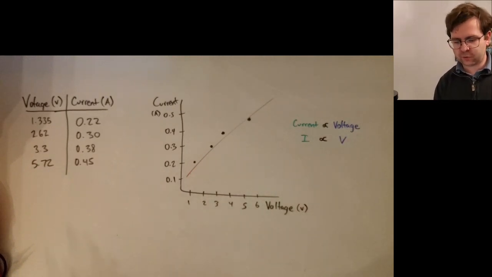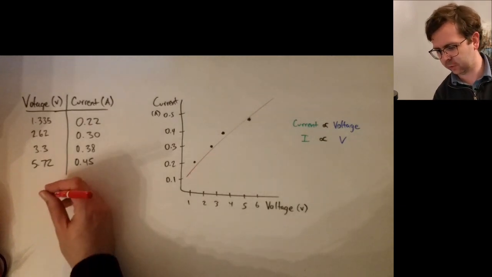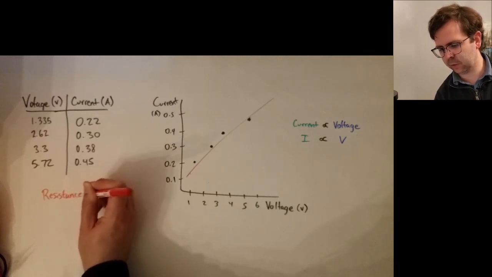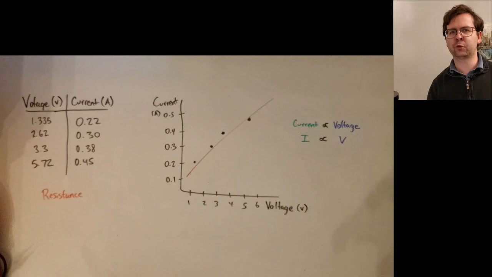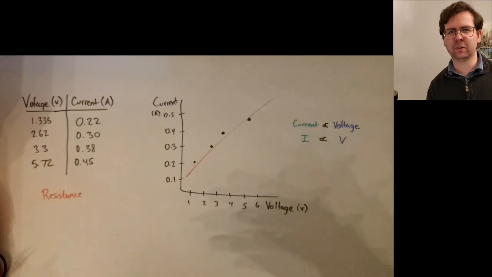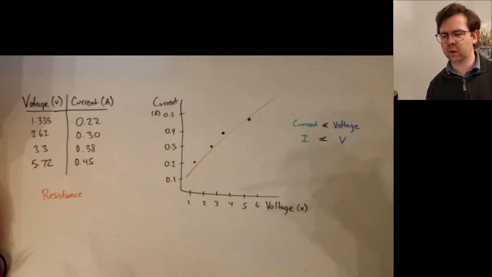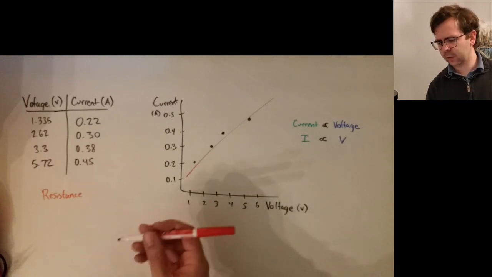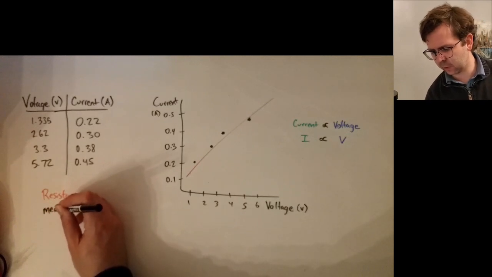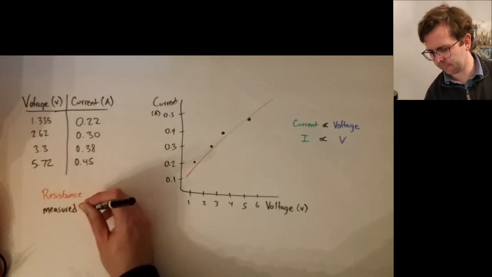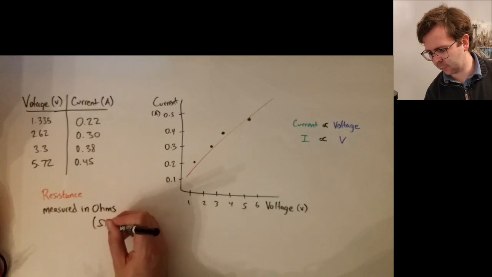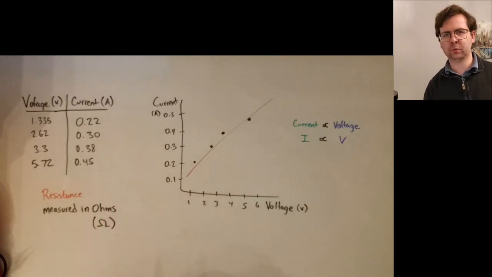Now, there is another factor involved here, and that is resistance. So that's our controlled quantity in this experiment that we did. The resistance is how much the current gets obstructed. So it's a measure of just how much obstruction or impedance there is to letting the current go through. And so resistance is measured in a unit called ohms. And we use a capital omega to represent ohms.